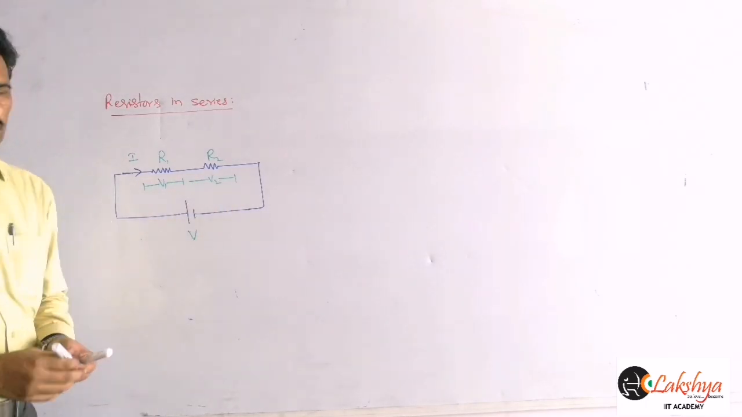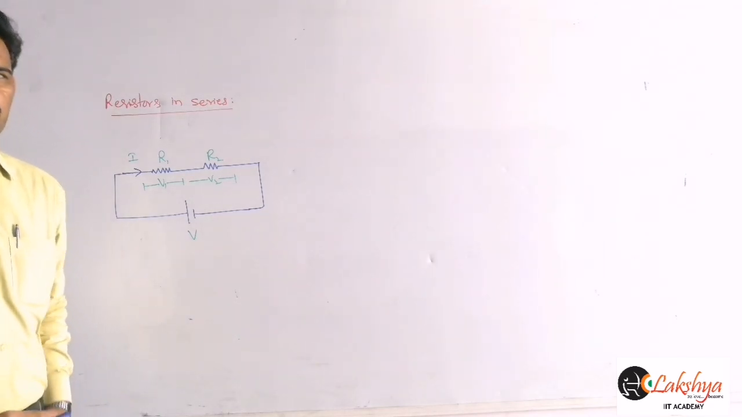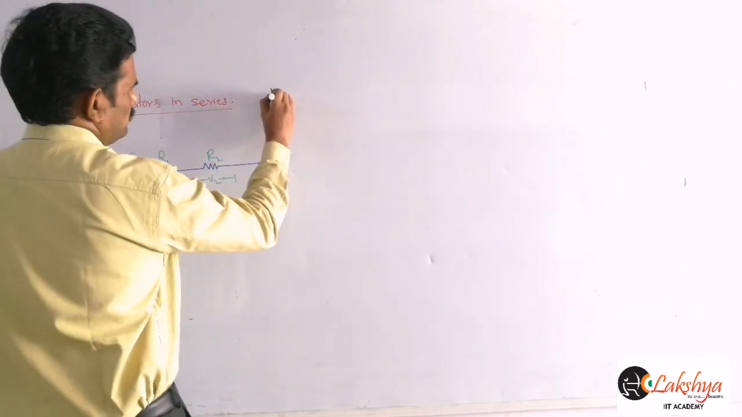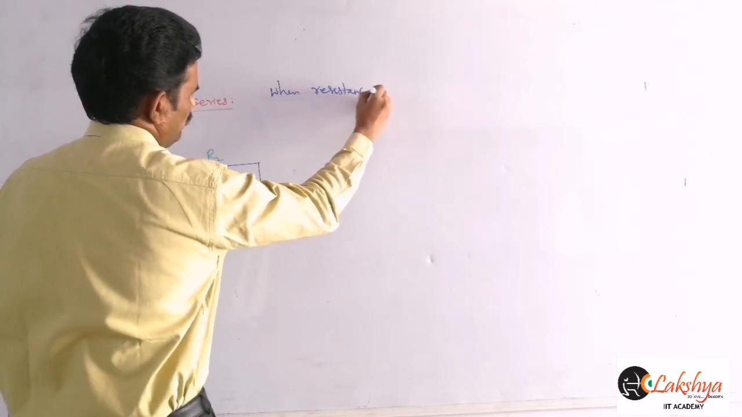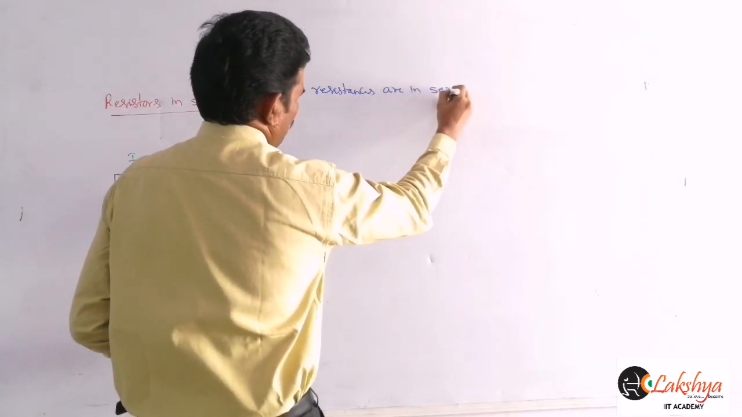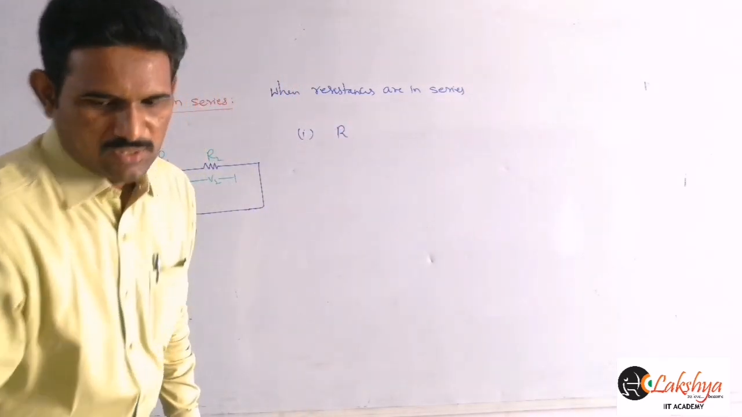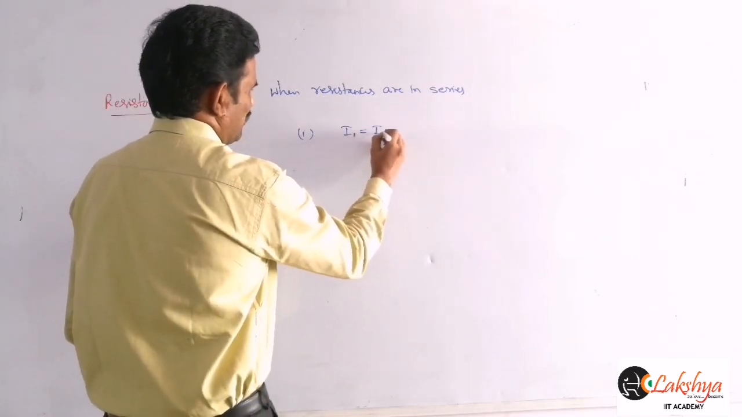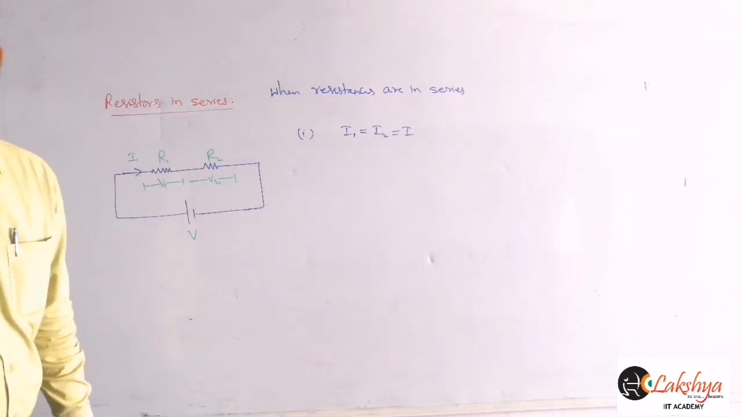Consider 2 resistors R1 and R2 connected in series as shown in the figure. When resistances are in series, the first condition we can write is that the current flowing through them will be the same. That means I1 is equal to I2 is equal to I. So a constant current is flowing through them, right?